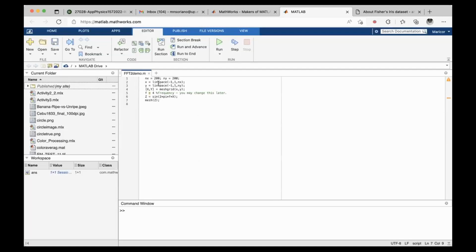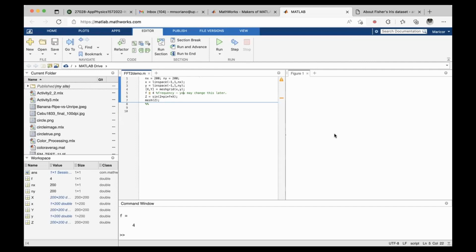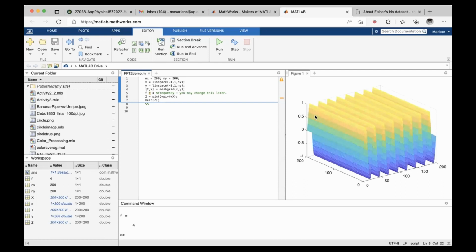So, essentially, gumawa lang tayo ng sinusoid. Tingnan natin. Run natin tong section na to. Ayaw na mag-run ng run section pala. Run section. So we're supposed to find a 2D sinusoid. Meron bang error? Yun. Okay. So ito na yung ating 2D sinusoid.